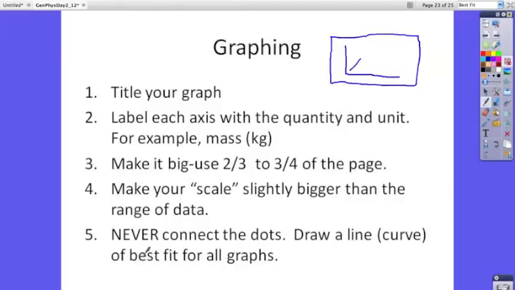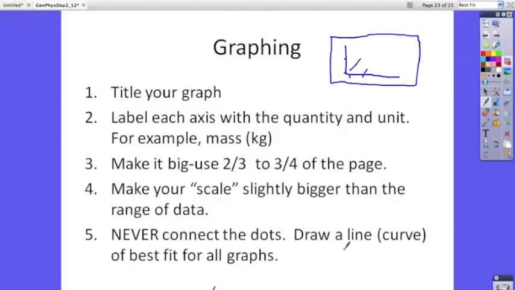Make your scale, the scale is the number range that you put on each of the axes, only slightly bigger than the range of data. So if all of my data fit in this tiny little part of my graph, then I should have taken the scale and stretched it to take up more of my axis. And in this case, I should have done that on both of them. I should have taken this scale and made it take up the entire x-axis instead of some little part of it. Okay?